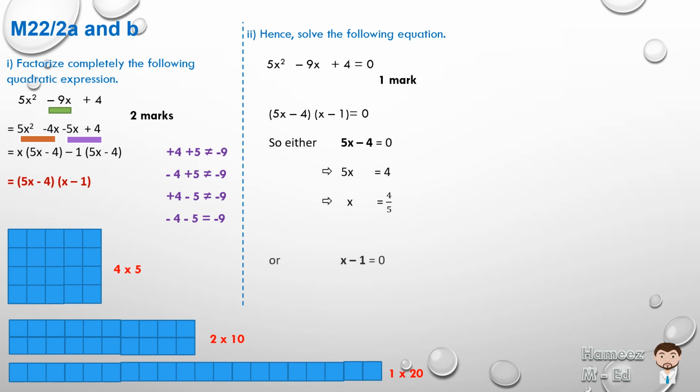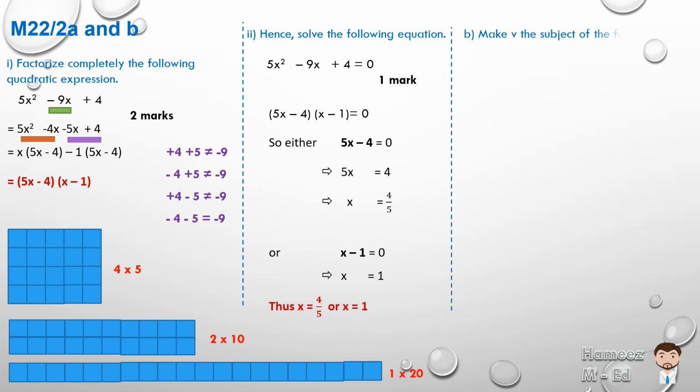Or the second set of brackets is 0. x minus 1 is equal to 0, which means x is equal to 1. Thus, if we're solving the equation, the 2 possible values of x for this quadratic equation to work out will be x is equal to 4/5 or x is equal to 1.